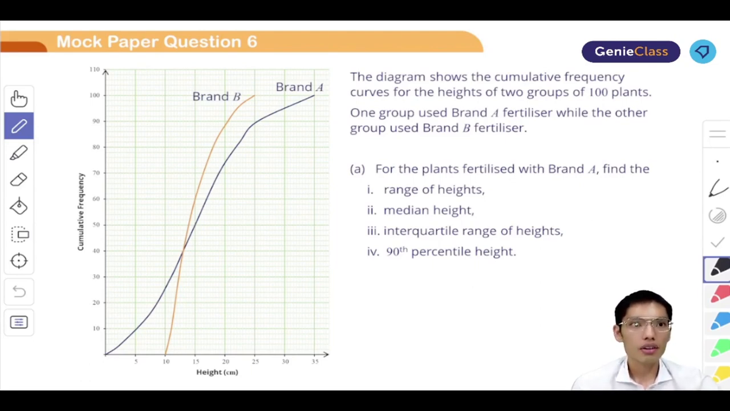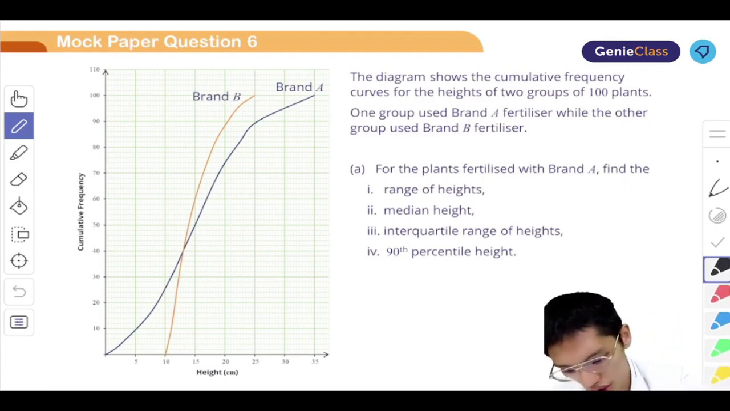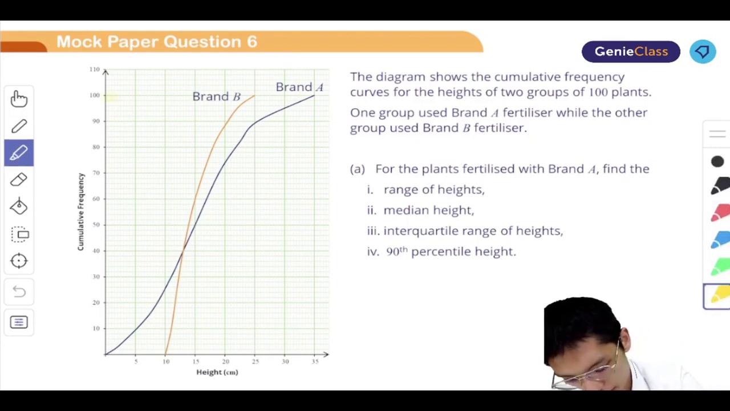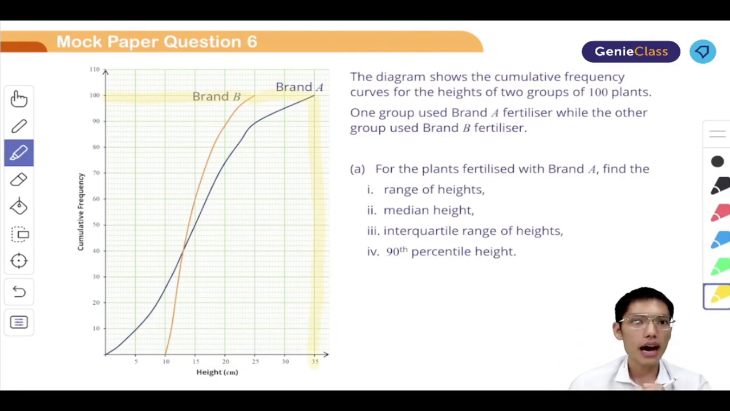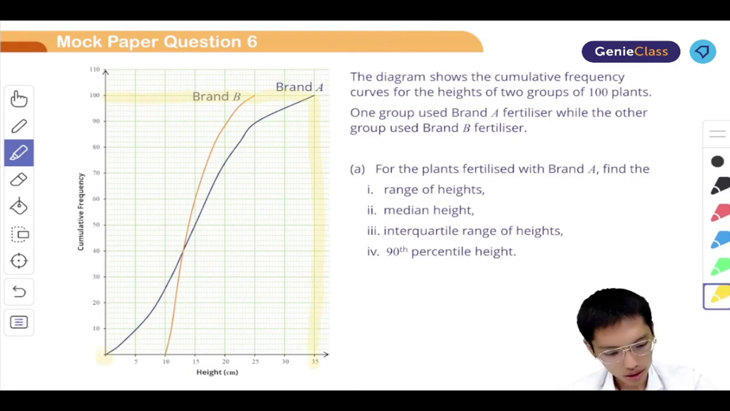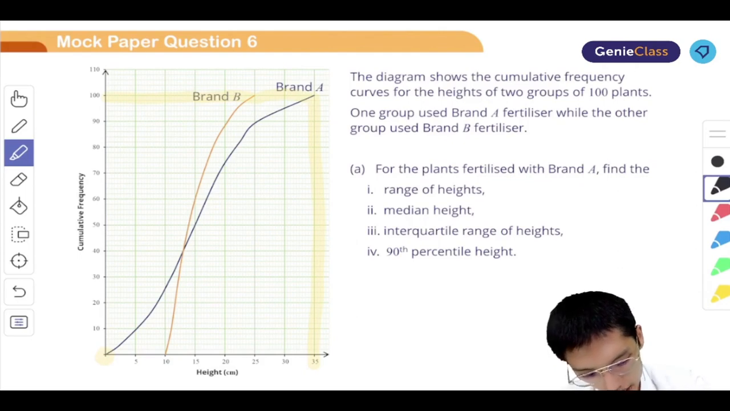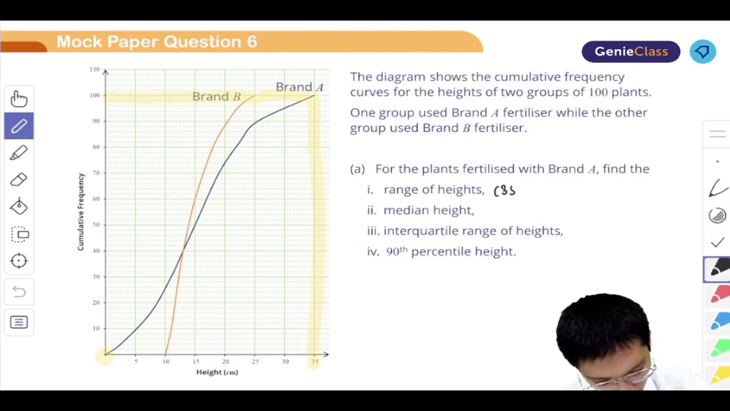Okay, so now, we are calculating for the range for A. So A, you realize for the range is just going to be the highest value minus the lowest value. So what is my highest value? It has 100. So it's going to be at 35. Lowest value, it's here. So therefore, my range is going to be 35 minus 0, which is 35.